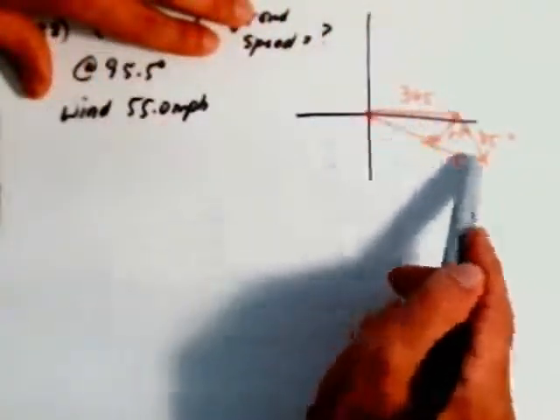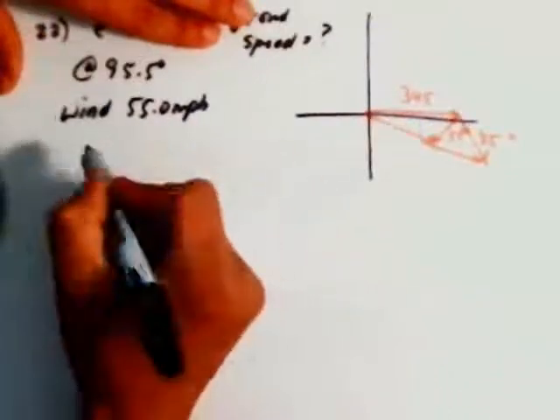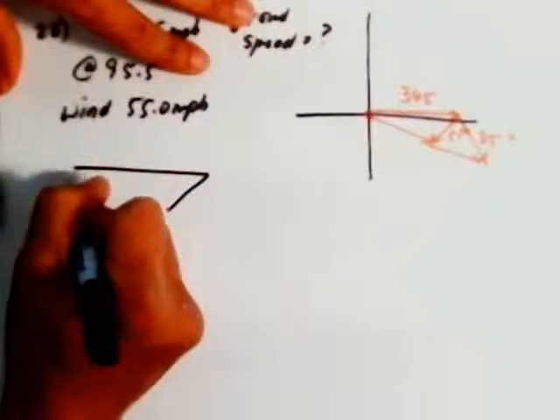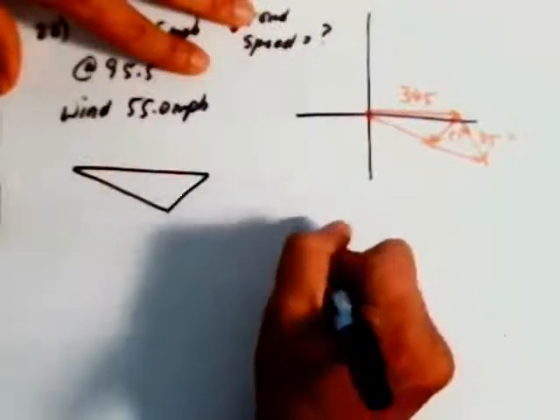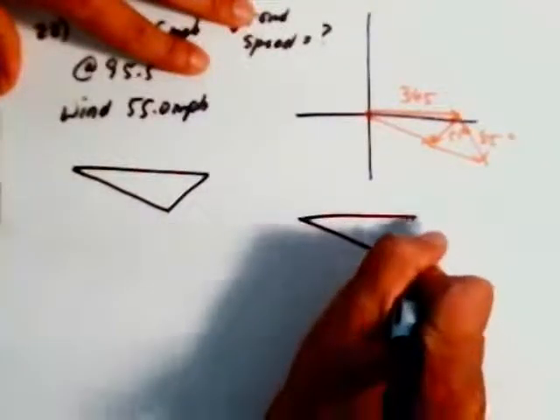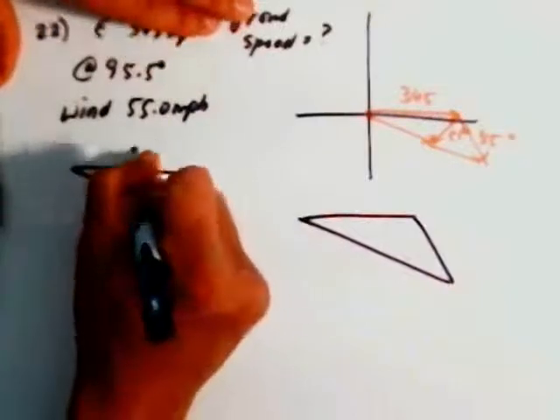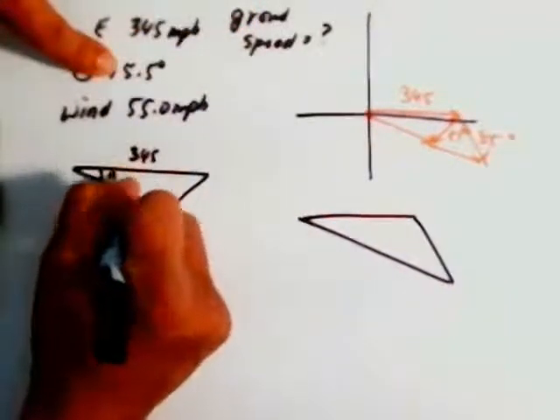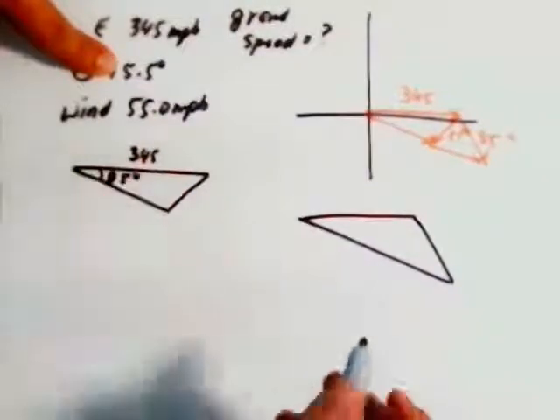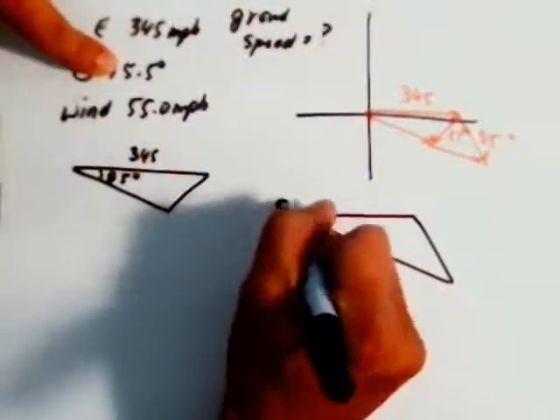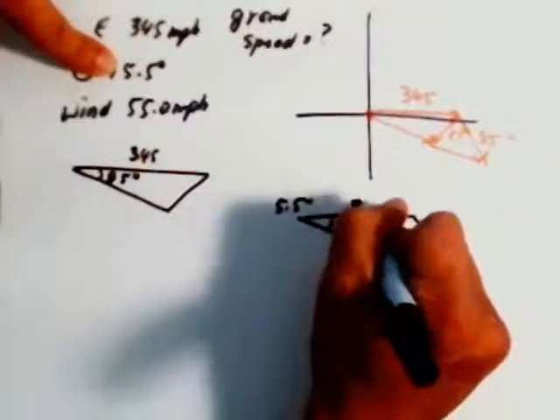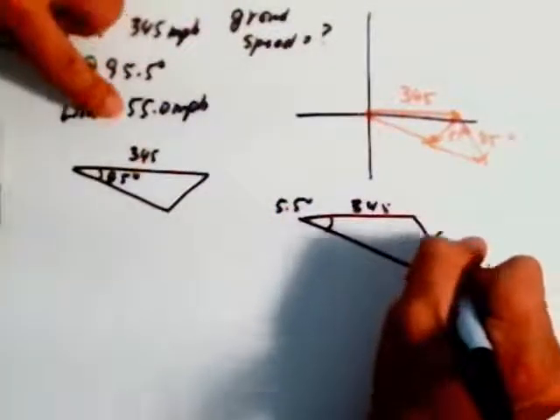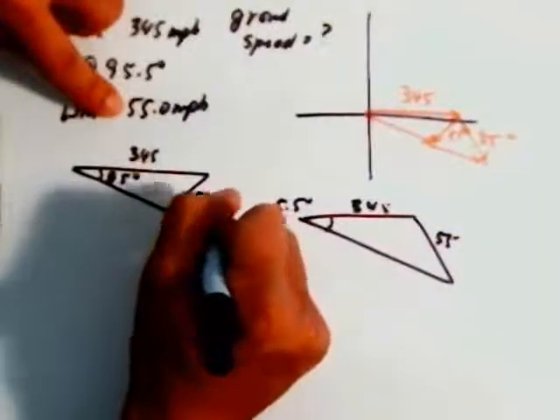So I'm going to draw these two triangles out for you, just a little bit, to help you guys get started. So that's your first one. That's your second one. This is 345. That is 5.5 degrees. Right there. That's 5.5 degrees. That's 345. And this is also 55, I believe. Yeah, the wind is 55.